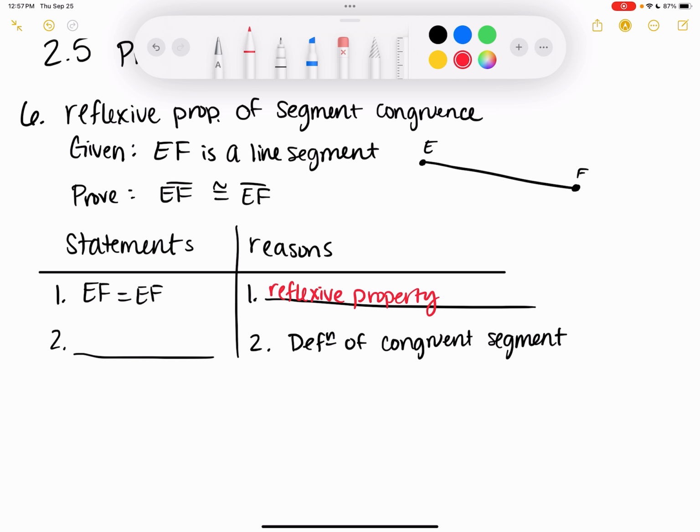So it's pretty easy when they give you one like this. Your last thing should pretty much always be what you're trying to prove. So this statement that's going in here is literally just segment EF is congruent to segment EF. No, they're not going to all be that easy or just like a give me problem, but some of them are.